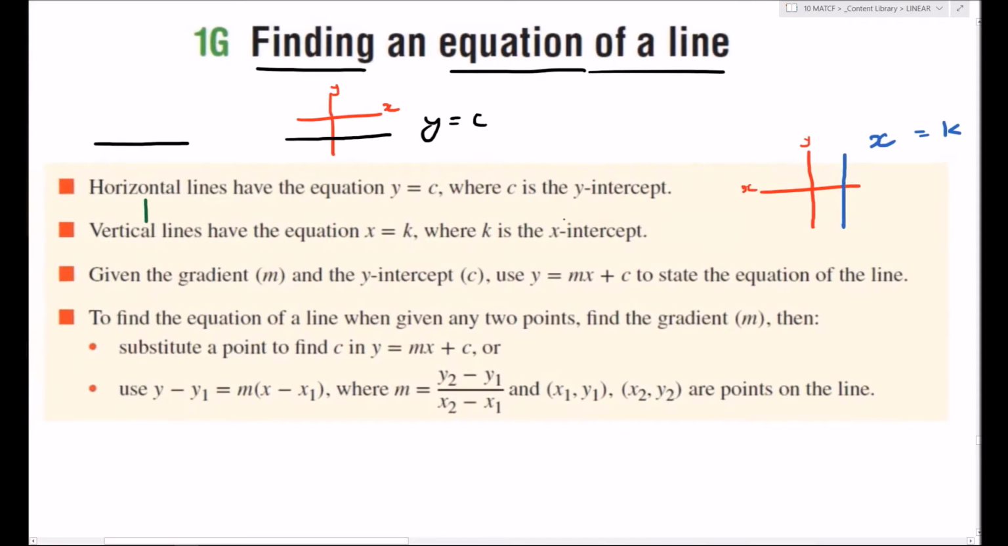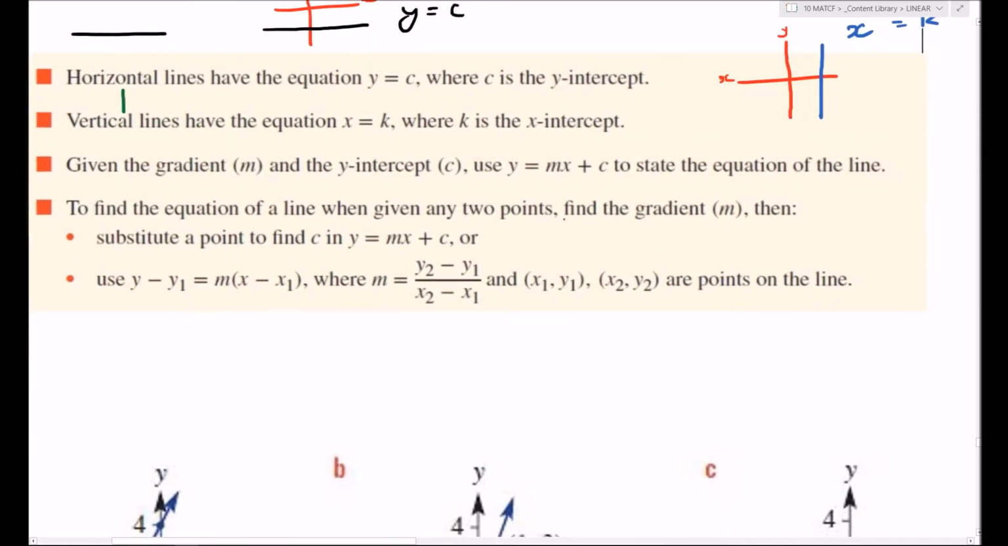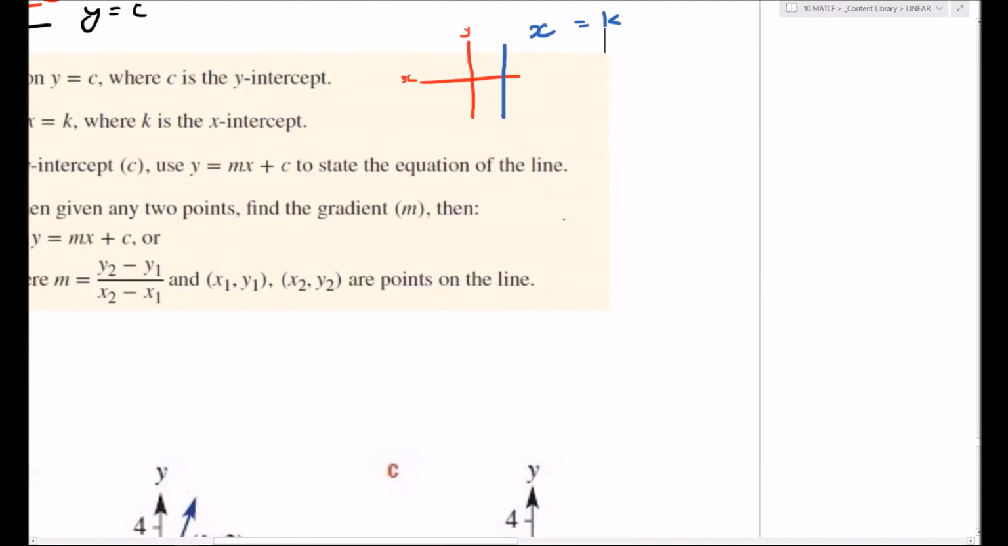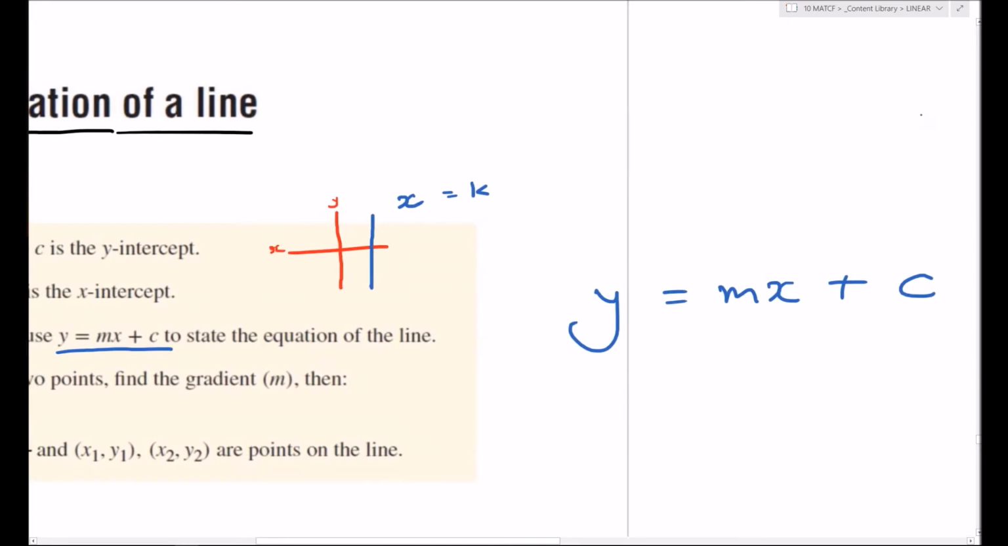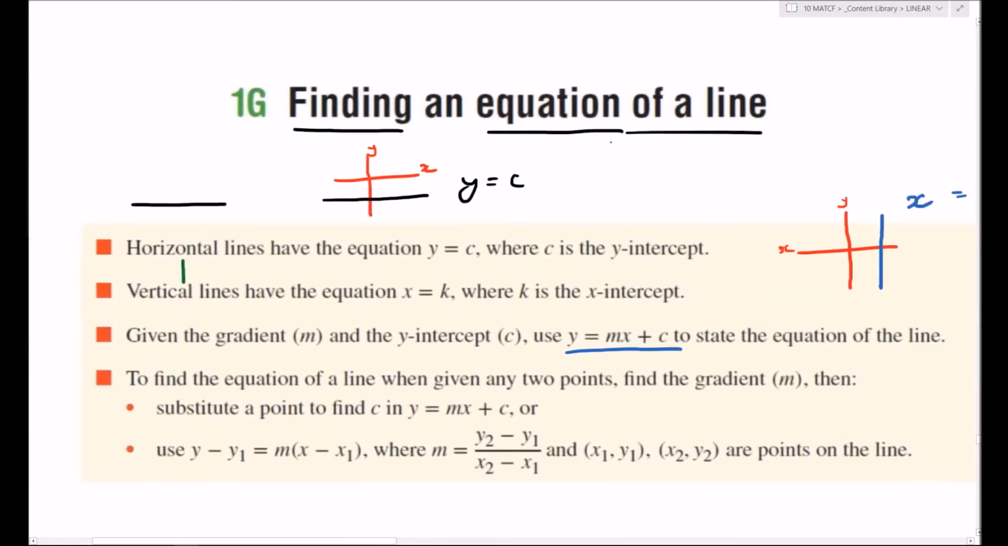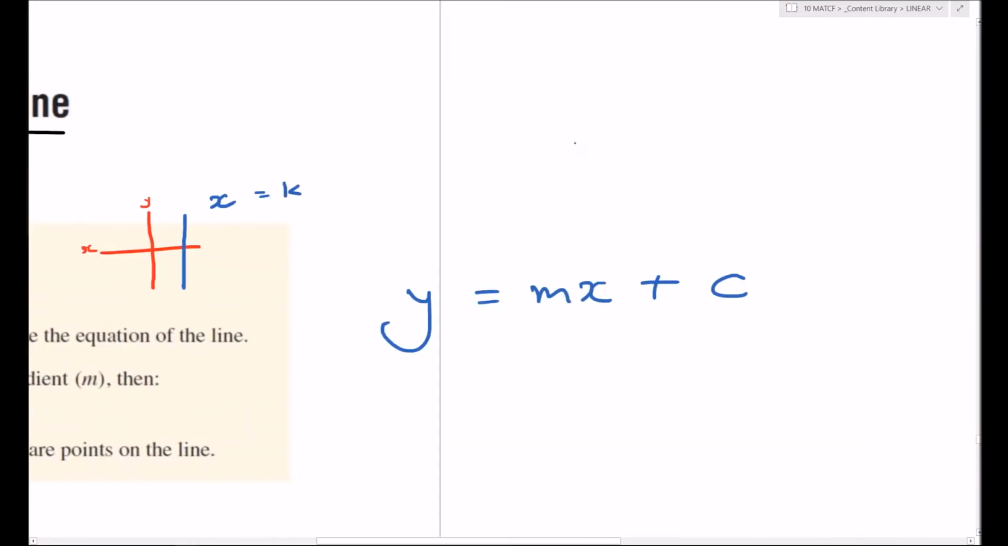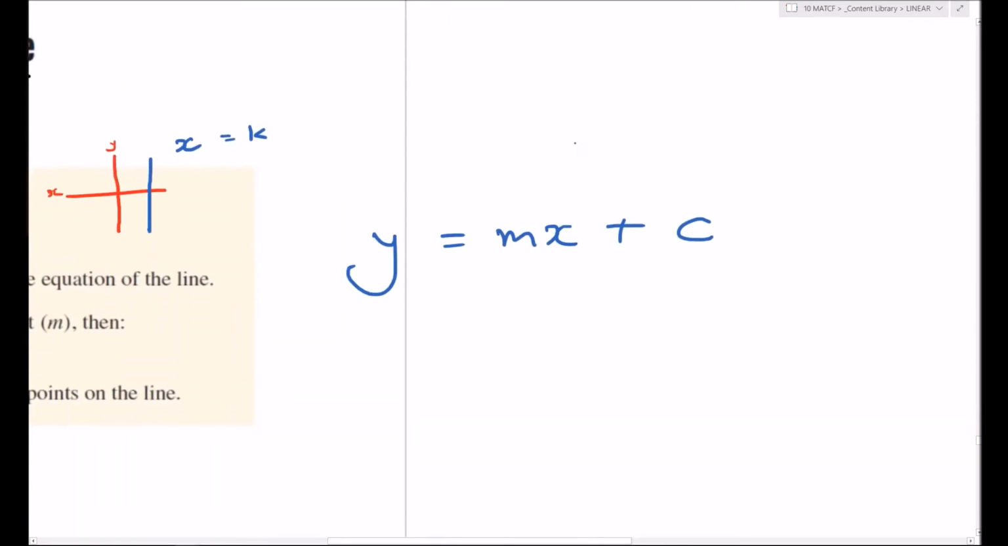Given the gradient m and the y-intercept c, use y equals mx plus c to state the equation. I've spoken about this equation multiple times in my previous videos. Y equals mx plus c is the typical rule that we'll now use to represent any formula or equation. So with this new topic, this is going to be the main rule that you're going to use, y equals mx plus c. And remember, in any equation that looks like this, m represents the gradient, and c represents the y-intercept.